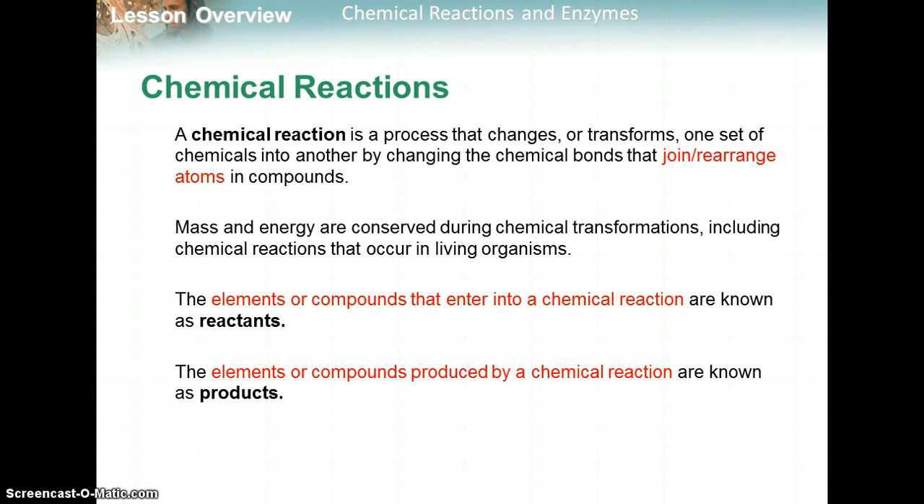You're going to maybe break some bonds in one compound, break some bonds in another compound, and rearrange their atoms to form new compounds. So the things that are going into the reaction are called reactants, while the elements or compounds that come out of the chemical reaction are known as products.